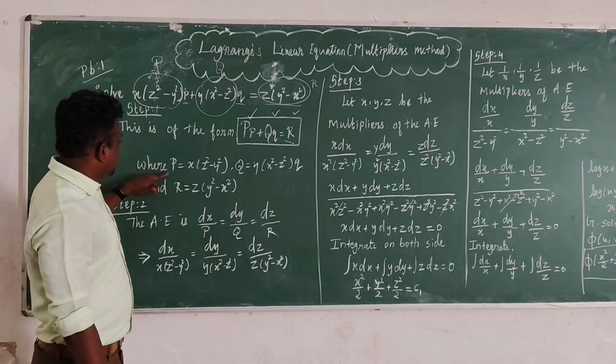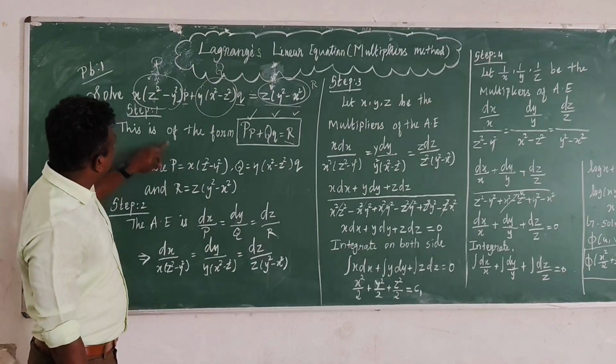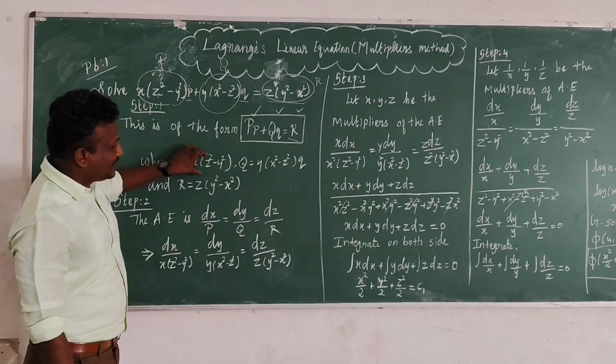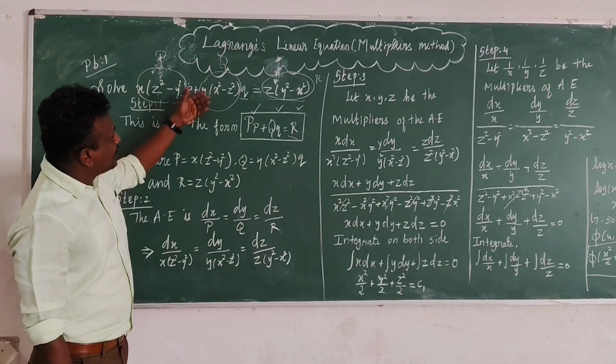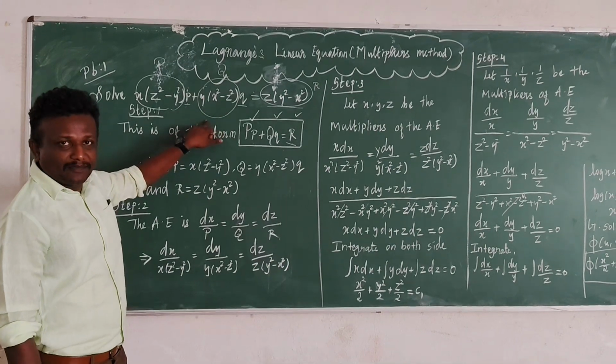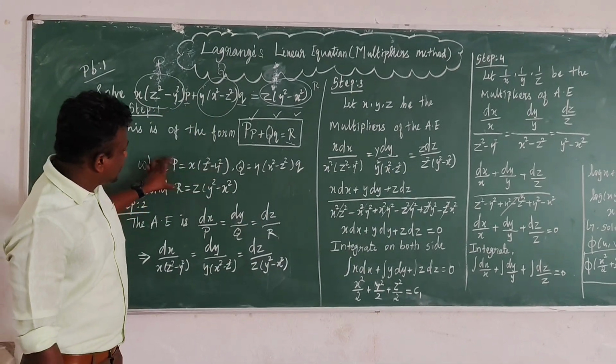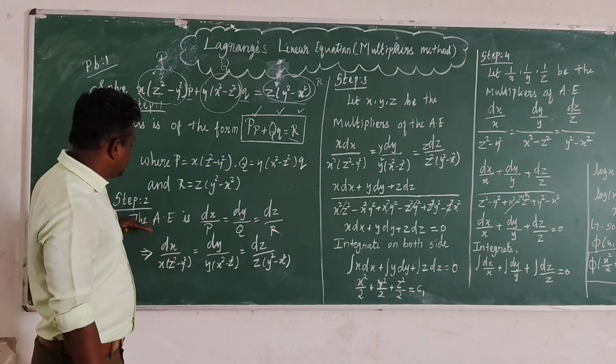So now we know what capital P, capital Q and capital R are, and that is what we have to write in the next step. Our capital P is this part, which I have written here. Similarly, capital Q and capital R we obtain from the question itself. After identifying all these three results, let's come to step 2.